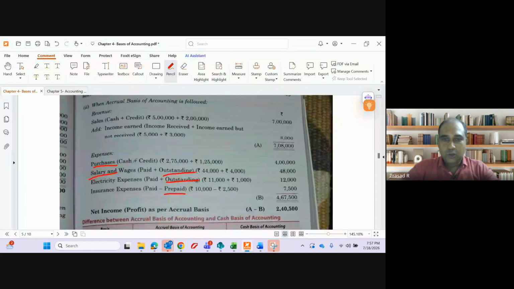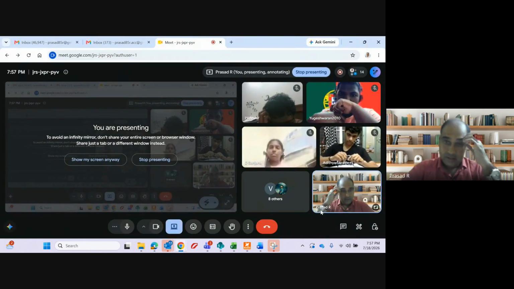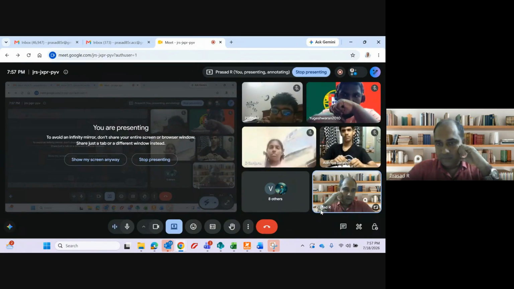Clear? So the base expense is 2,75,000. Cash purchases and credit purchases 1,25,000. Similarly, salary is 44,000. Outstanding is 4,000. My total salary is 48,000. Electricity is 11,000 plus outstanding is 1,000. Total is 12,000. Like that. My total expenses is 4,67,000. My total revenue is 7,08,000. My profit is A minus B, 2,40,500. Any doubt in the presentation of TS Grewal?